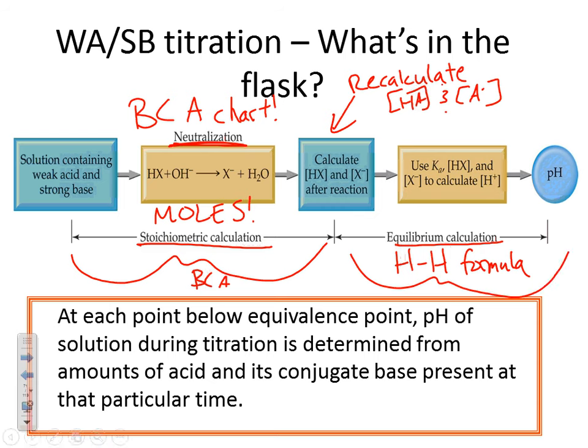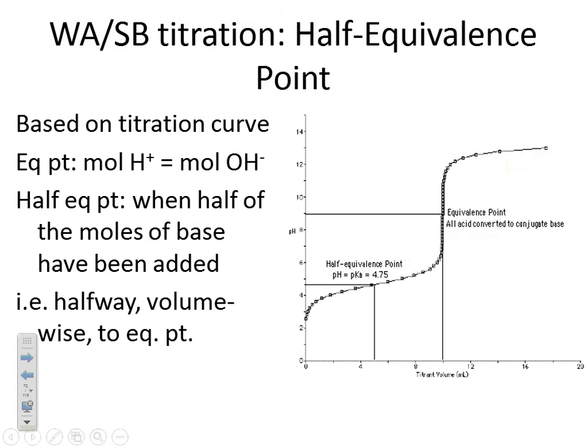So if you're in a titration involving a weak species, weak acid or weak base, with something that's strong, and you're before the equivalence point, it's really a two-step problem. Number one, do a BCA chart to work out moles, then recalculate molarity, then use the Henderson-Hasselbalch equation to get pH, because you have both weak acid and the conjugate base in the flask at the same time, so you do have a buffer.